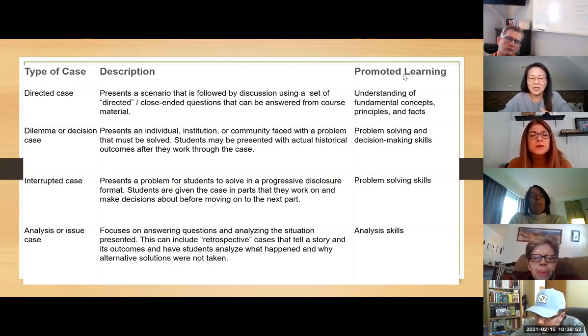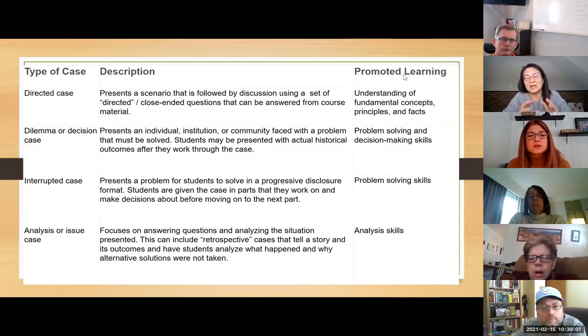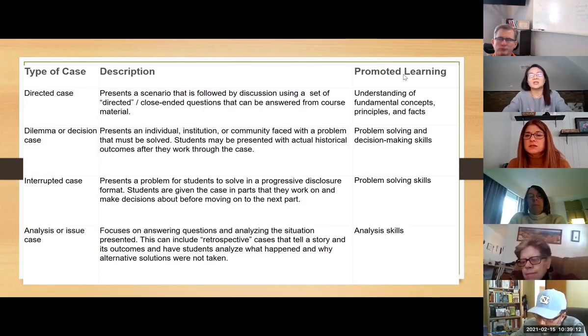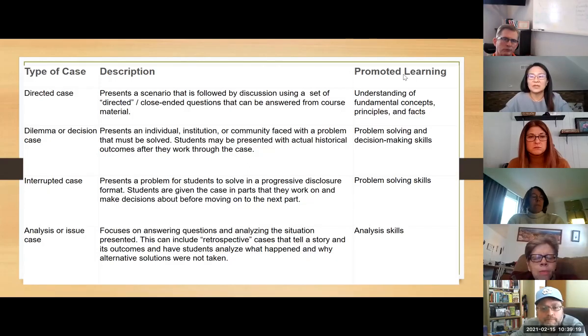And the third one is the interrupted case. It presents a problem for the student to solve in a progressive disclosure format. Students are given the case in parts. So sometimes I'll talk about the first part of the case and ask some questions, and then pause a little bit, and then go ahead and teach the course material, and then give them the second part of the case and ask more questions. So that's the interrupted case, mainly for the problem solving skills and application of knowledge they learn from the class.